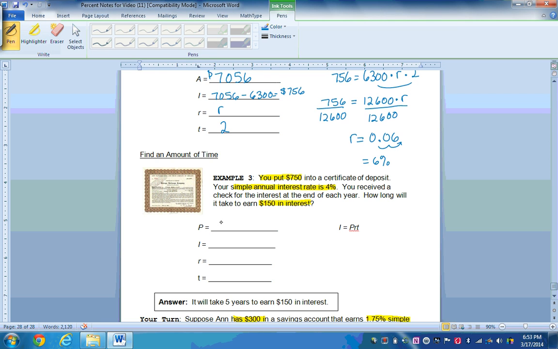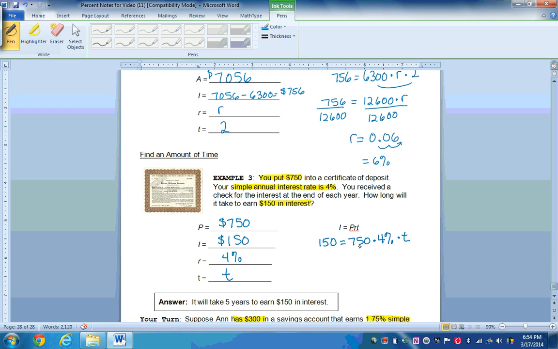So what was our starting amount? That was $750. How much interest are we looking to get? Well, right here at the end it says we want to get $150 in interest. What is the interest rate? Right there tells us it's 4%. And the time we don't know, so we'll call that T. Let's plug in all of our things into the equation here. The interest is going to be $150 is equal to my principal, which was $750, times my rate, which was 4%, times my time, which I don't know.